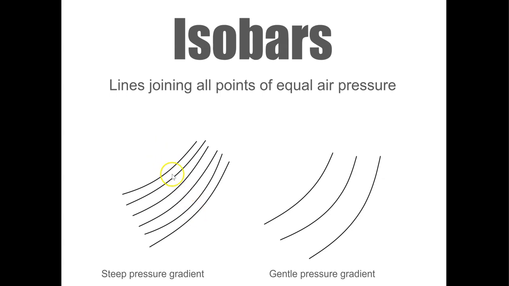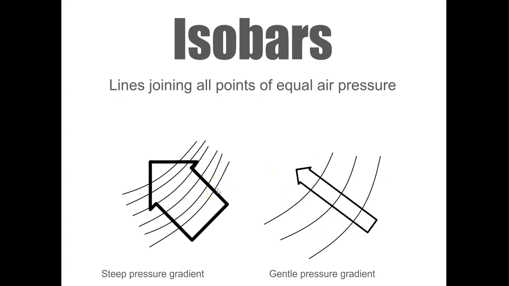When you've got the isobars close together, you've got a steep pressure gradient. So which one of these is going to have a faster wind? Well, imagine if you've got a steep slope and you throw a ball down the side of it, it's going to roll down very fast. A more gentle slope, the ball is going to go much slower. So this is the one that has the steep pressure gradient and the strong winds. This is the gentle pressure gradient and the lighter winds.